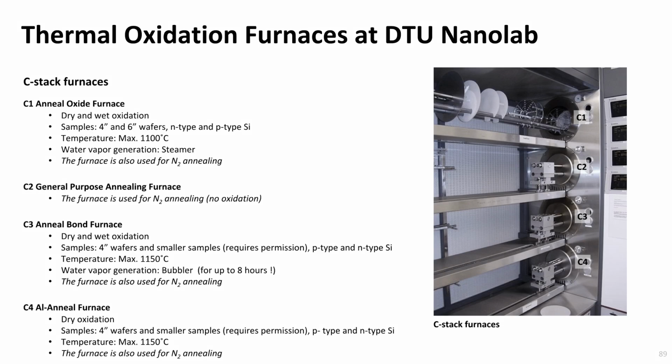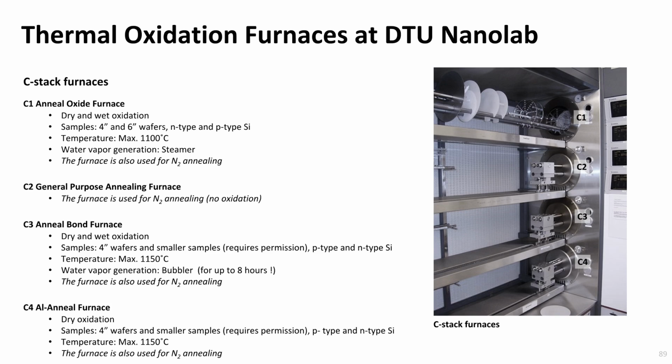Furnace C2 is not an oxidation furnace, it is at the moment being used for annealing tests of samples with some metals. Furnace C3 allows wet and dry oxidation of P and N-type silicon wafers at temperatures up to 1150 degrees. In this furnace, small samples and wafer pieces are allowed with special permission, as the loading procedure is a little tricky. Water vapor is generated using a bubbler that can contain water for up to 8 hours wet oxidation.